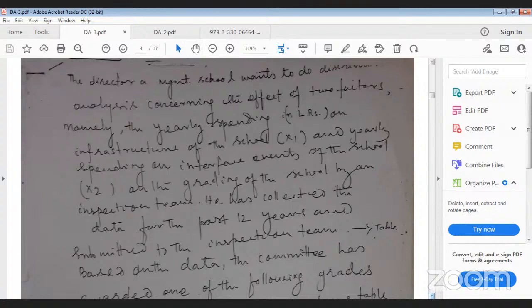What you have to choose? First I'll read this question. You read this question carefully, then I'll make you understand what to do.